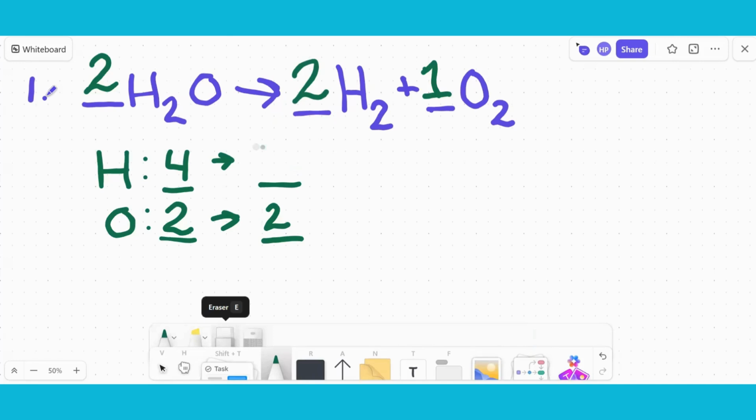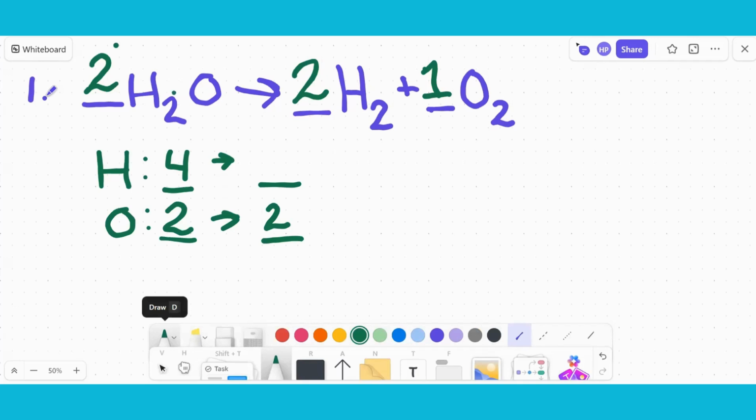Now, if we check our atom count again, you'll see 2 times 2 on the left, we have 4 hydrogens. 2 times 1 on the left, we have 2 oxygens. On the right side, we have 2 times 2 hydrogens, which makes it 4, and 1 times 2 oxygens, which is 2.